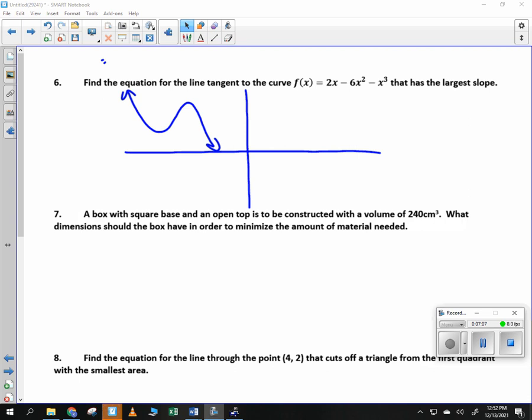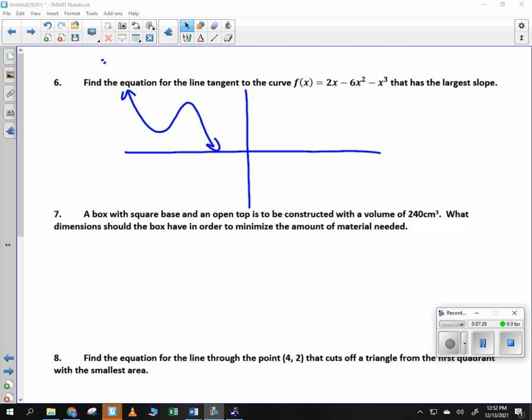Yeah, exactly. So when we look at line tangent, we're looking at a derivative, and then when we say largest slope, we're looking at a derivative as well. We're going to look at a second derivative here. Anybody else tell me something interesting about the problem? Yeah, say it. Inflection point.